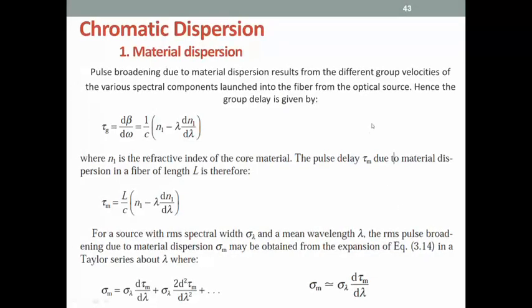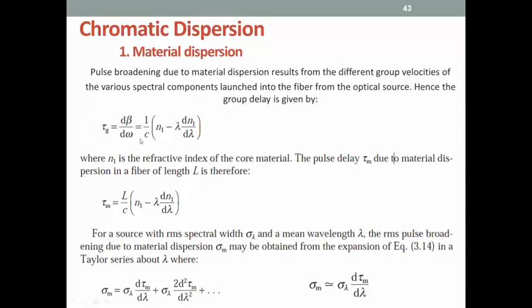Next, coming to chromatic dispersion, there is a very important derivation here of material dispersion. This is dispersion happening because of the material we use as the waveguide. Pulse broadening due to material dispersion results from different group velocities, as I already explained in the class. What are the group velocity and the phase velocity? The group velocity of the various spectral components launched into the fiber: different spectral components are released onto the waveguide, so the group velocities of the components are going to be different.